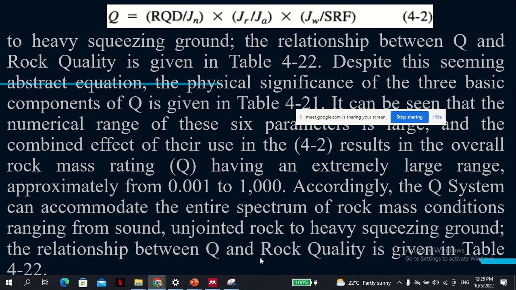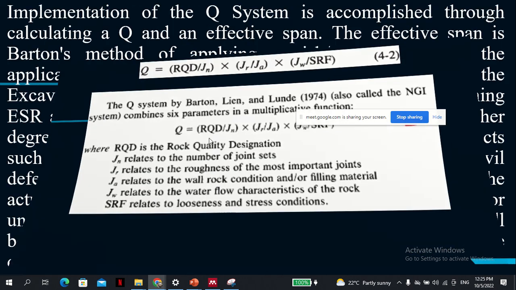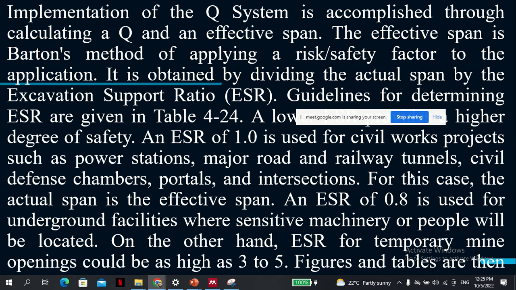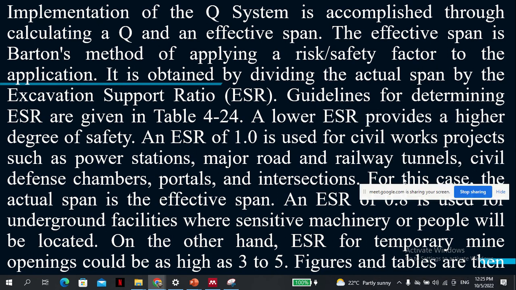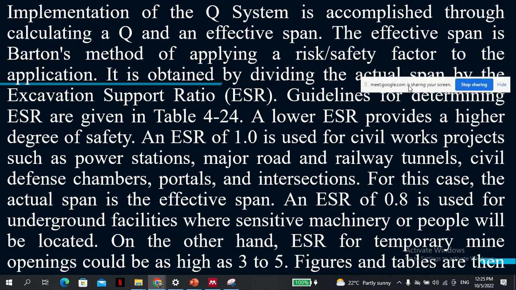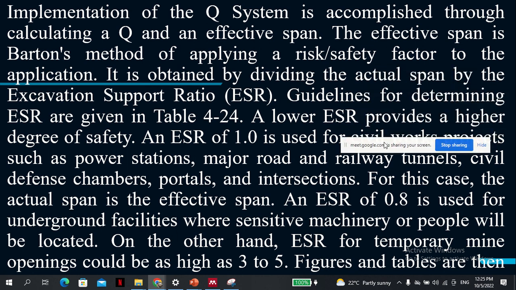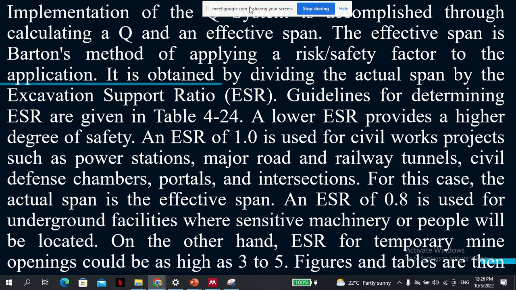The relationship between Q and RQD is given. I think I've already given it in the table. Now, the reason for this is to cater for a varied range of rock conditions. So the implementation of the Q system is accomplished through correlating Q and an effective span. The effective span is Barton's method of applying risk, or what we call the safety factor, to application. It is obtained by dividing the actual span of the excavation by the excavation support ratio. Guidelines for determining this are given in table 4.24.